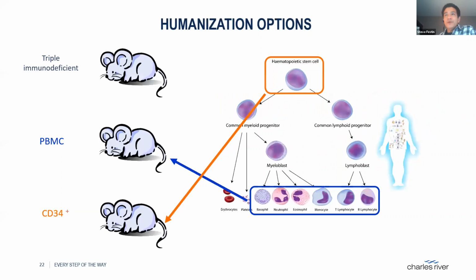So the focus of this particular talk really is on humanization, and I'll spend most of the rest of the talk focusing on our attempts at humanization of the NCG, and we've looked at two different options. The first one I'm going to talk about, we refer to as CD34. CD34 is a cell marker for stemness, and CD34 cells represent the hematopoietic stem cell progenitor, pluripotent to both the myeloid and lymphoid lines, that can be transferred to a mouse.